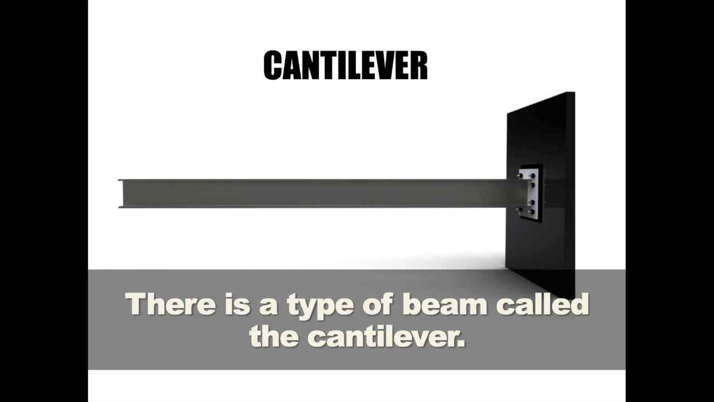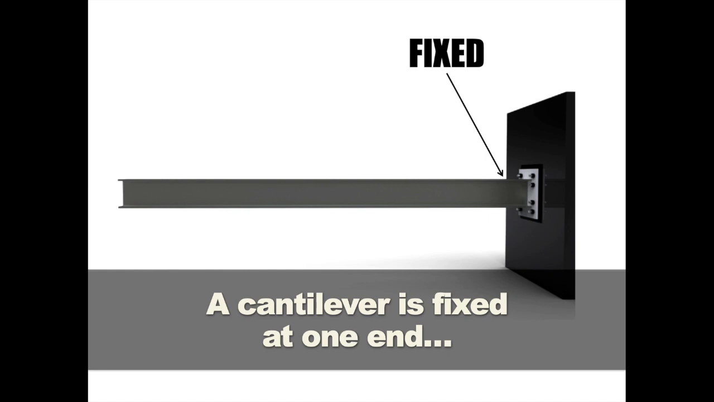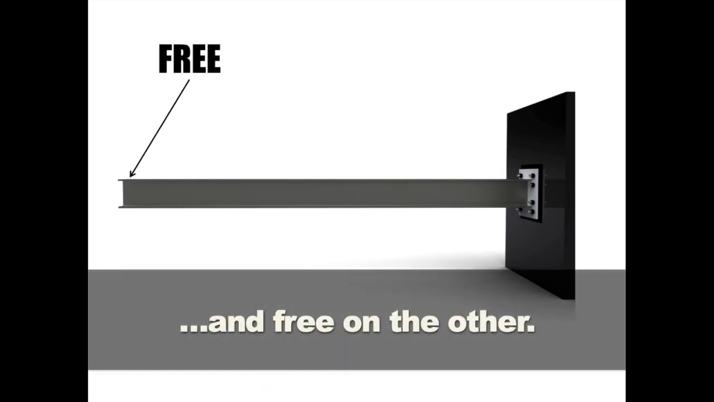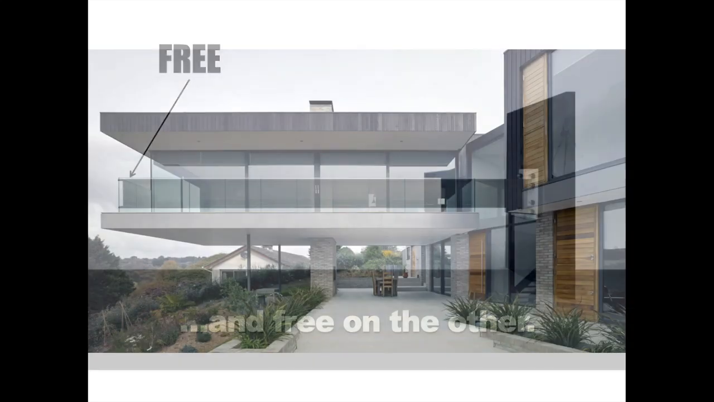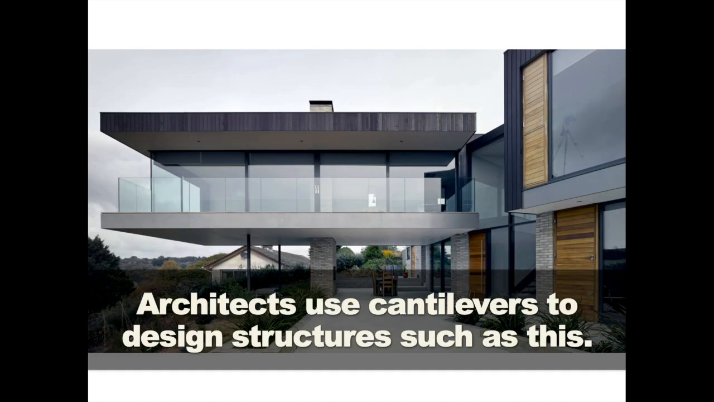There is a type of beam called a cantilever. A cantilever is fixed at one end and free on the other. Architects use cantilever beams to design structures such as this.